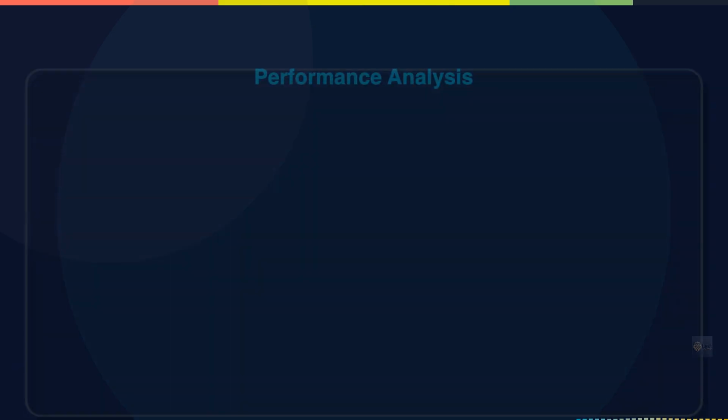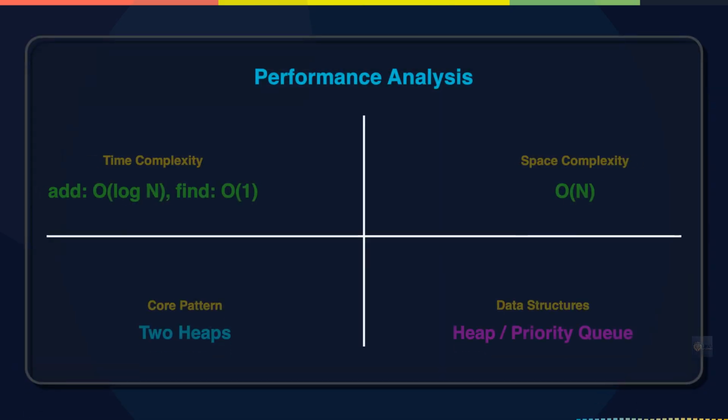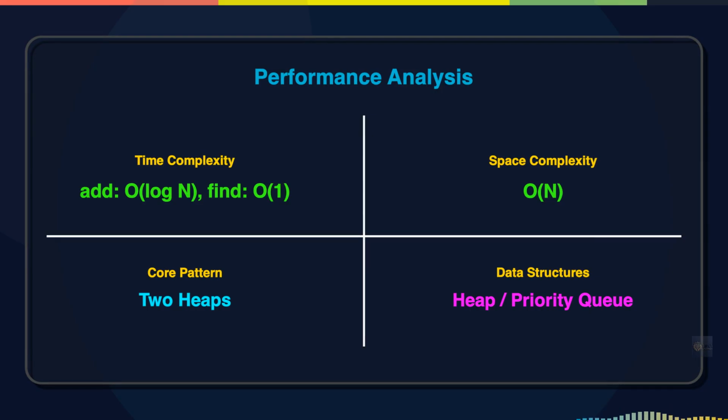For time complexity, adding a number takes O of log n because we perform heap insertions and deletions. Finding the median is a lightning-fast O of 1, as we only look at the heap roots. For space complexity, we store all n numbers, so it is O of n. And that is how you balance a data stream like a pro.